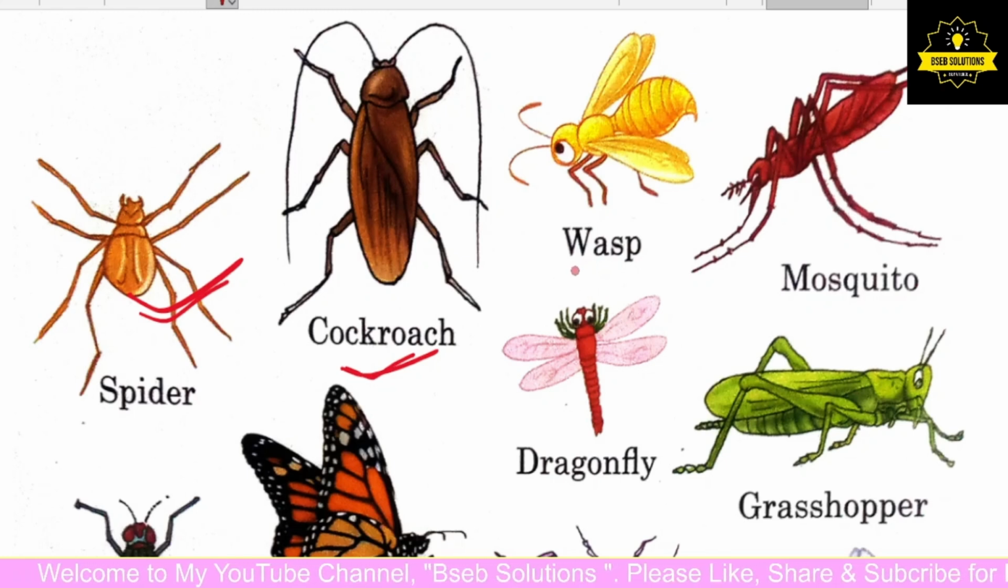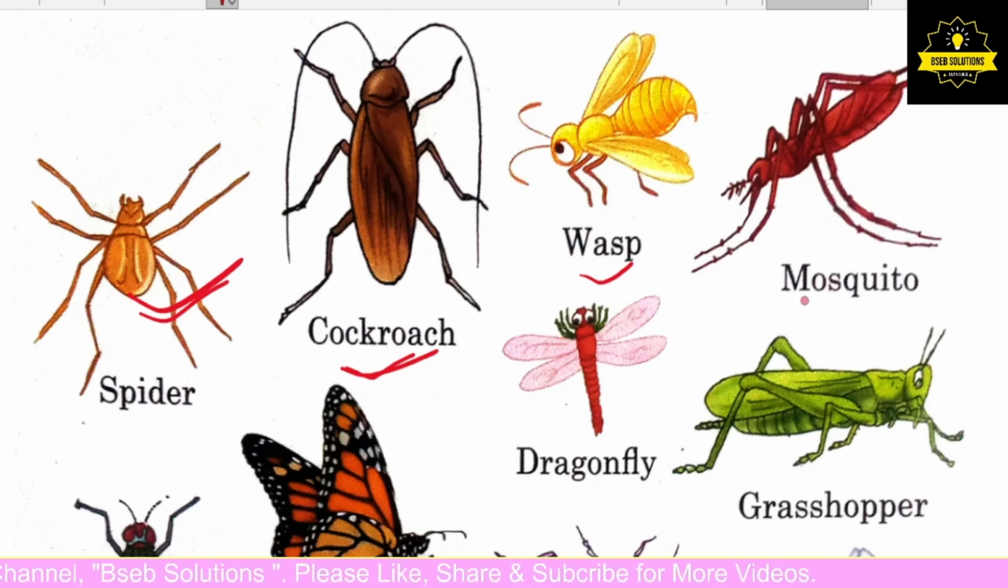Wasp. This is a wasp. It's yellow and black and can sting. Repeat after me. Wasp. Mosquito. Here is a mosquito. Mosquitoes fly and bite. Can you say mosquito?